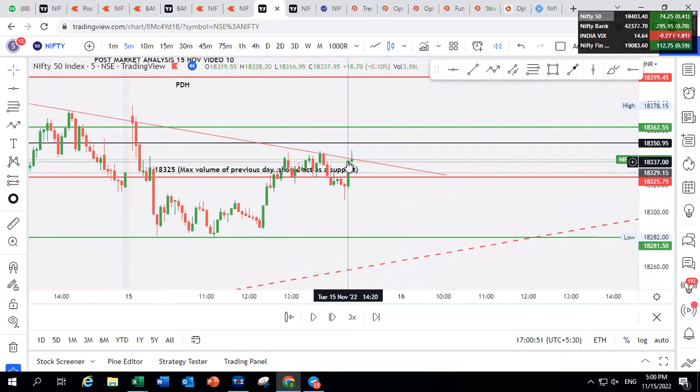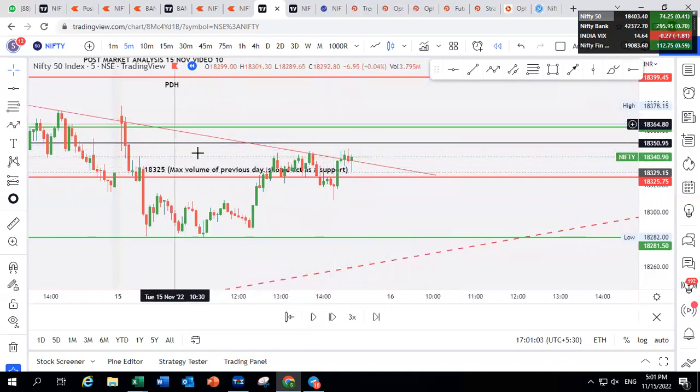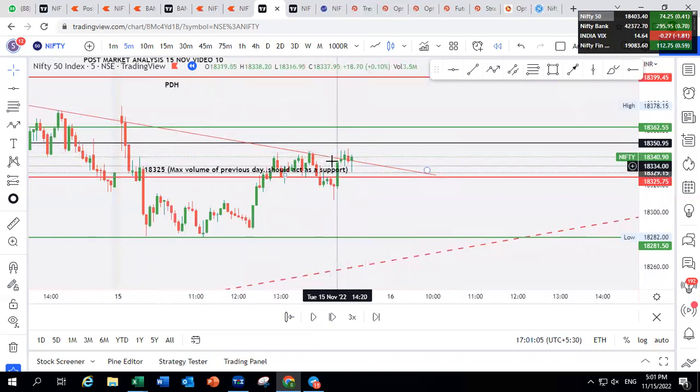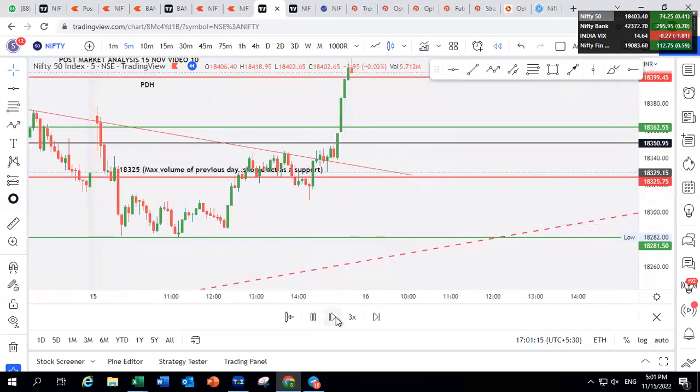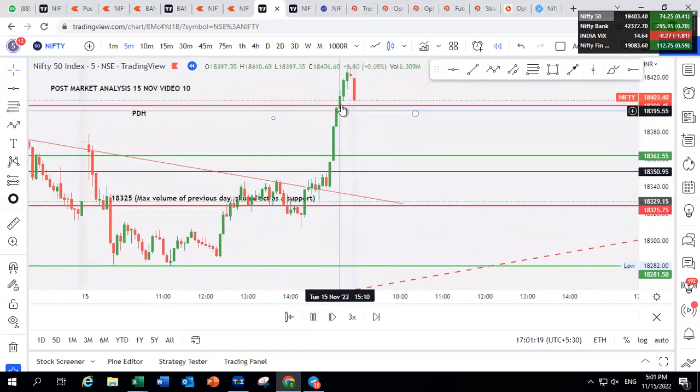Now, what happened? Here, it took a resistance. This candle also took a resistance. After that, it kept on playing with this resistance line. So, when it is playing at a particular line, when it's doing tick tock, tick tock, tick tock at a particular level, remember one thing very clearly. The moment it breaks that line, it will go up. Now, it broke and then it shot up.